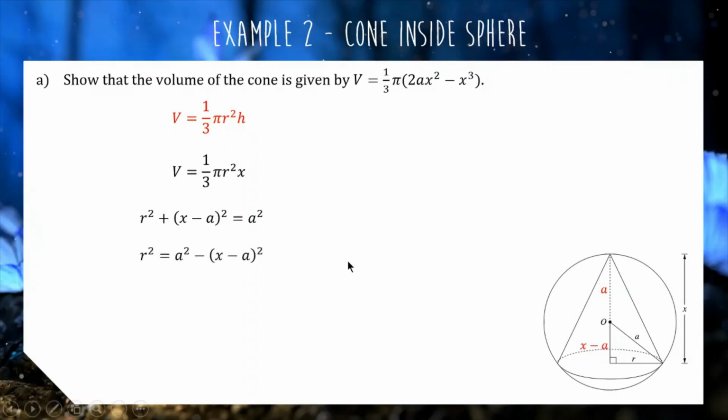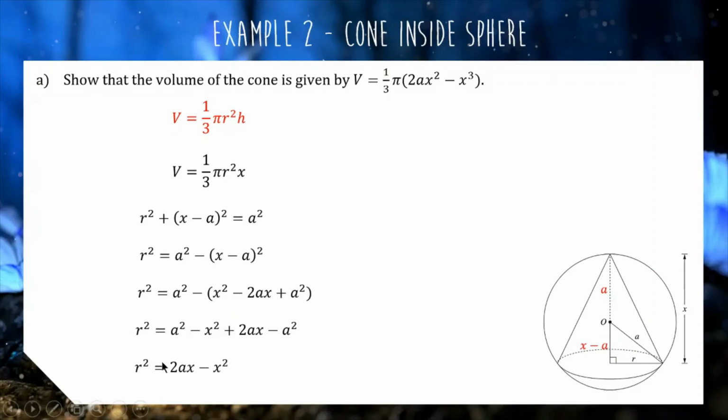Now we'll expand the brackets. Keep in mind this is a perfect square, so be careful. You should get x squared minus 2ax plus a squared. We'll expand out the negative, and now we'll just simplify what we can. Luckily, the a squareds cancel each other off, and we end up with 2ax minus x squared.